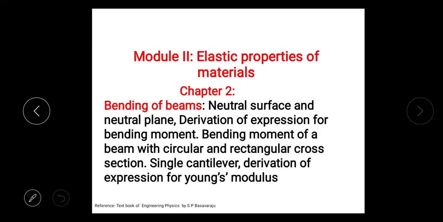Now I explain the second chapter of elastic properties of materials, that is the bending of beams. Under this chapter, we will study neutral surface, neutral plane of a beam, derivation of expression for bending moment of a beam with circular and rectangular cross section, single cantilever, derivation of expression for Young's modulus.